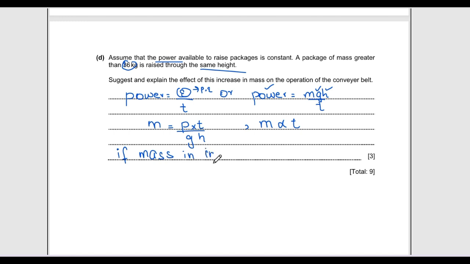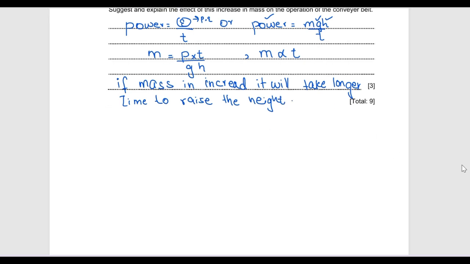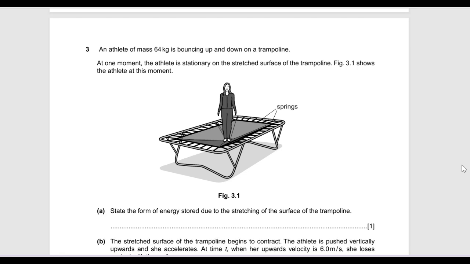So the reason is, if mass is increased, it will take longer time to raise the box to the height. You can just write it till here, but let me complete the sentence. You don't have to write all of this equation, you just write the sentence and you'll get your marks.